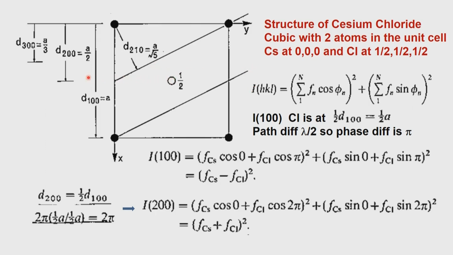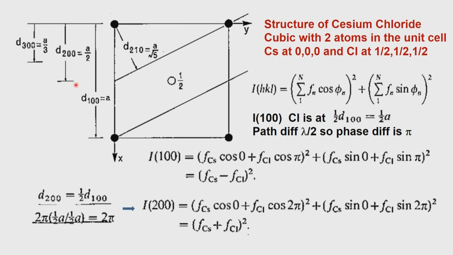You have to draw a line here parallel to 1 0 0, and that comes at half this position. If this is the value for the path difference of lambda, then this will be at the point equal to lambda divided by 2, because half of d_100 is half of a. Since it is in the half of a direction, we have a path difference of lambda by 2, because with the full a, the path difference is lambda by the definition of Bragg's law. So the atom is sitting halfway between these.